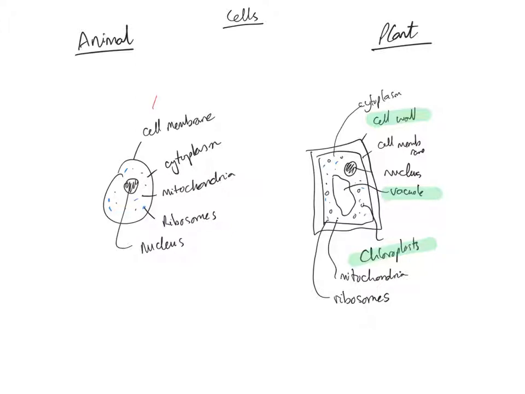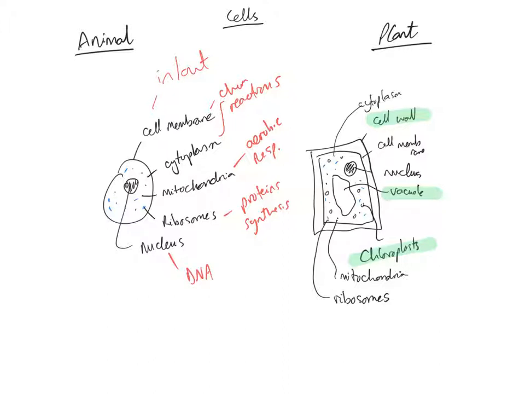So cell membrane controls what goes in and out the cell. Cytoplasm is where some of the chemical reactions take place. Mitochondria is responsible for aerobic respiration. The ribosomes are where proteins are made, so protein synthesis. And finally the nucleus. The nucleus contains the genetic material, so contains DNA.